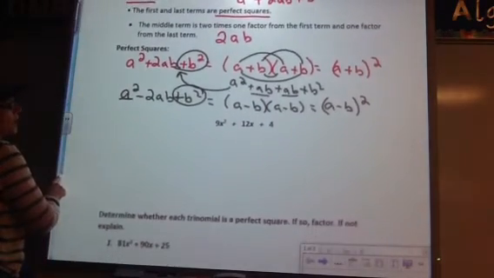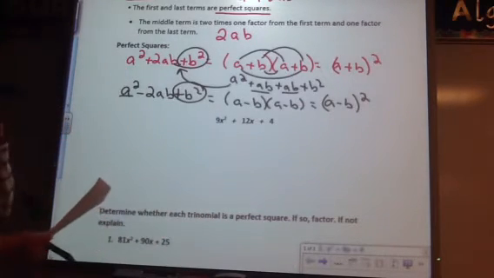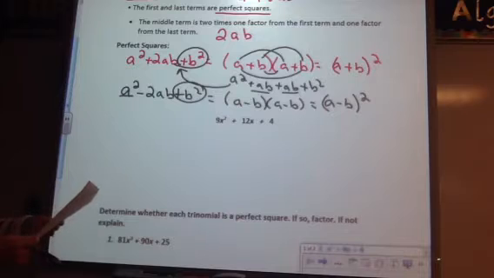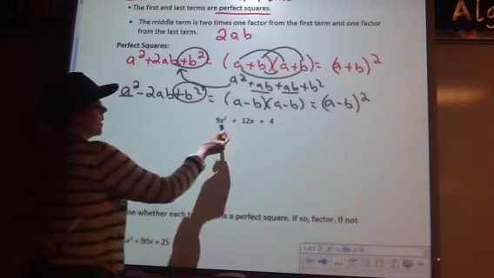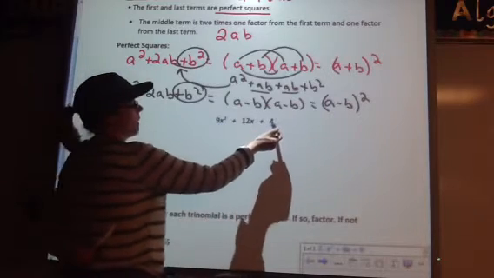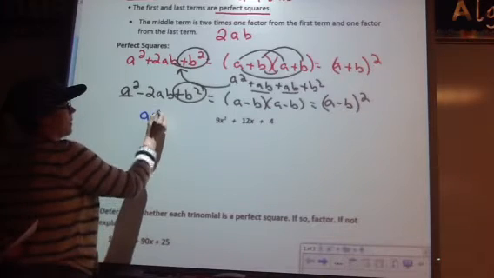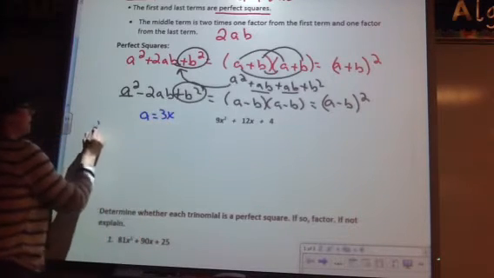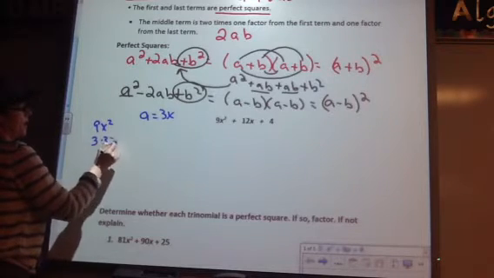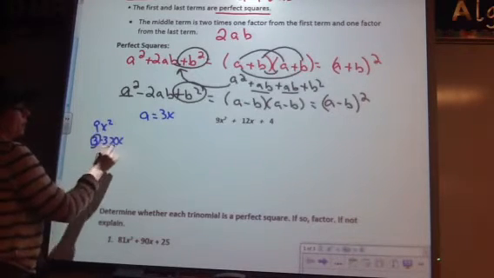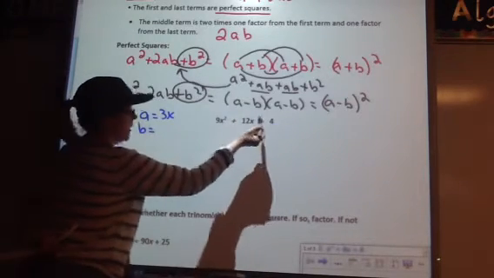Okay, so let's look at one with coefficients instead of variables, okay? Can we follow the perfect square with this trinomial? Well, we have 9x squared. Is that a perfect square? Yes. We have 4. Is that a perfect square? Yes. So, our a is 3x, because 9x squared is 3x times 3x. Our b is 2.